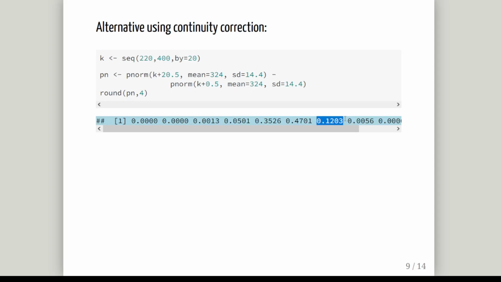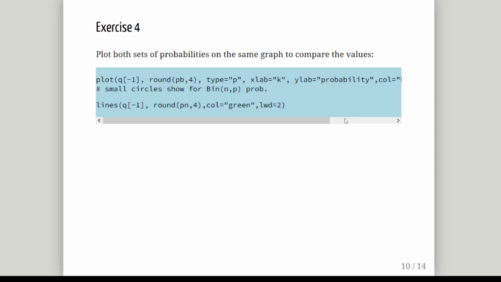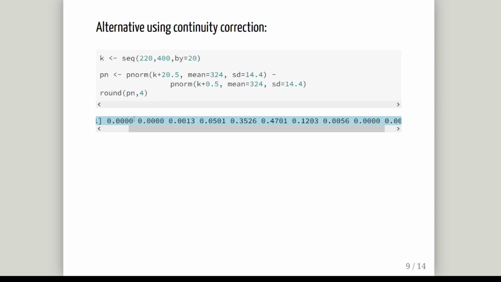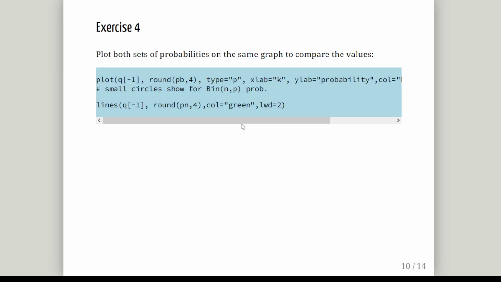That's very good. Okay. Now, plot both sets of probabilities on the same graph. So, Q minus 1. Essentially, we're just chopping off the Q minus 1, just for the sake of space. There's nothing really here. For the sake of simplicity, we'll just chop off the first one, and probably the last one if you want as well. That will start us off at 240 rather than 220.